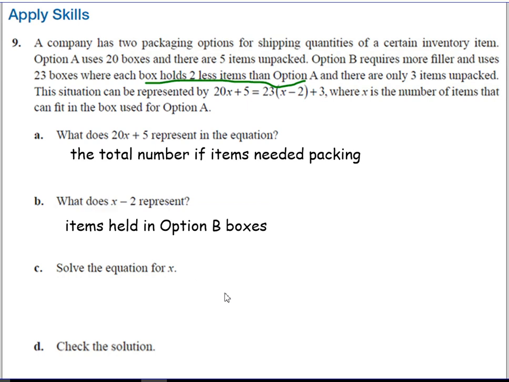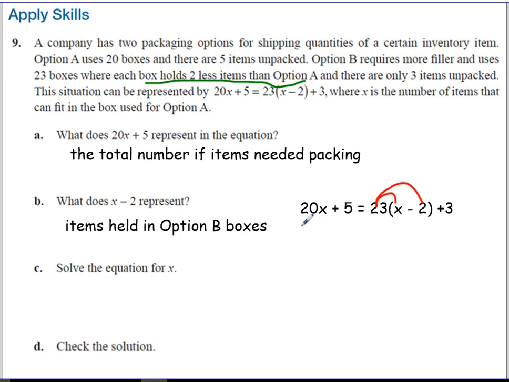And so now we need to solve the equation. So again, let's copy it over here so we can solve it. And so we have 20x plus 5 equals 23 times x minus 2 and then plus 3. So again, first thing we need to do is get rid of our parentheses. So we're going to distribute 23 into the x minus 2.